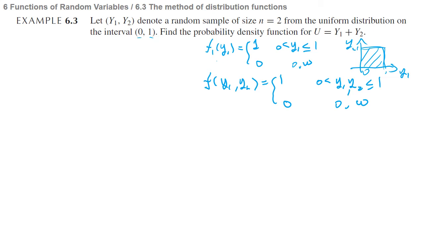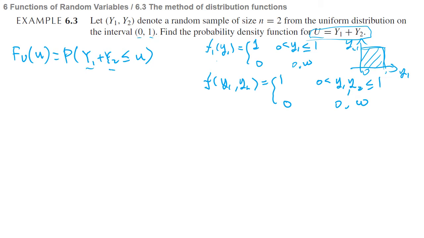And what we want to find is the probability density function for u, which is y1 plus y2. To calculate the density function for u, we can use the method of distribution function. So we want to calculate F_U(u), which is the probability that y1 plus y2, because U is y1 plus y2, is less than or equal to small u.